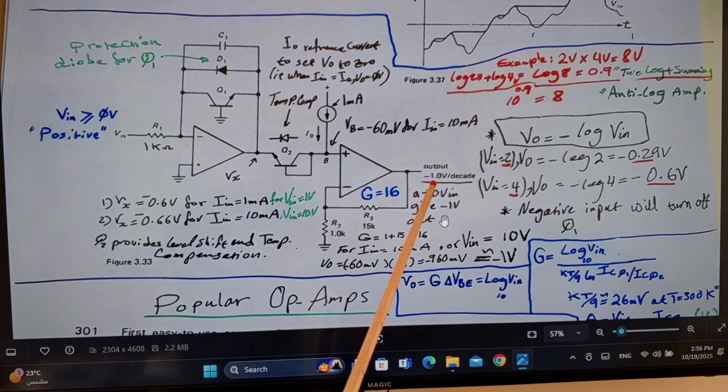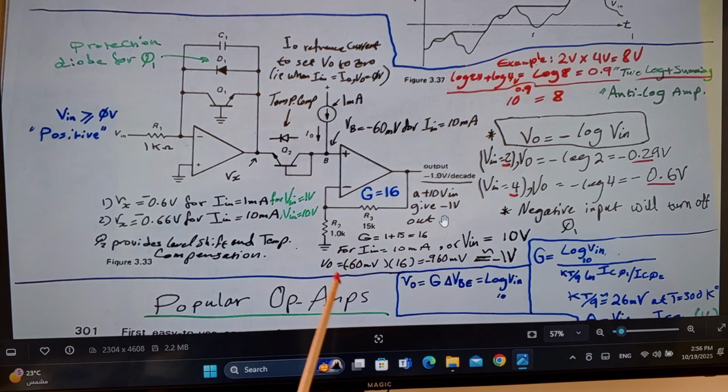And here, as we see, it's minus 1 volt per decade. An increase of that current by a decade will give you minus 1 volt for every decade of change of the current, from 1 milliamp to 10 milliamps. If it went from 1 milliamp to 100, that means you're going to have 2 volts here, which equals the same equation here. V equals minus log Vin. Okay, now we have why it's 16.